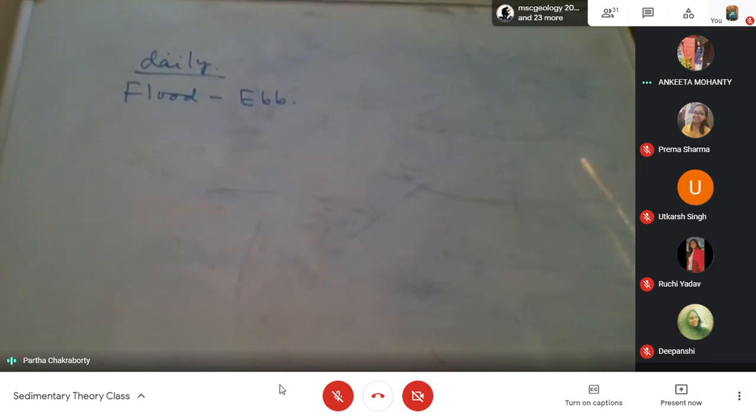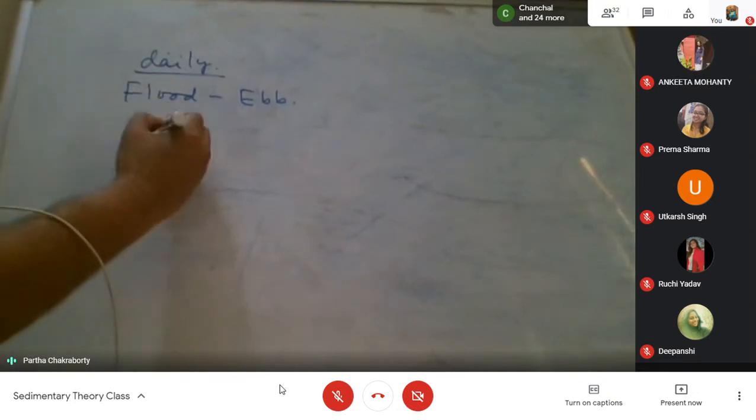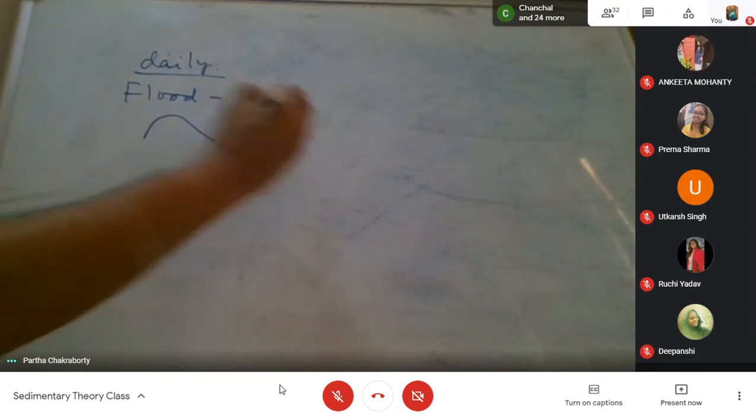Now, again, the flood and ebb. That means the tidal wave is coming landward, that is flood, and the wave is returning back, that is ebb. Now, why will it be coming towards the land? Because the wave is rising and coming towards the land. And then the wave falls, and then the ebb operates, which moves towards the ocean. So there is another rise and fall history.